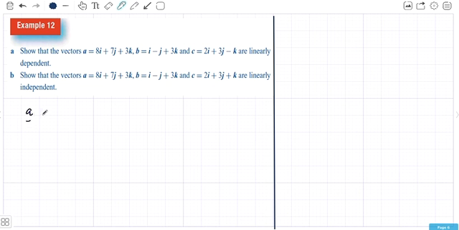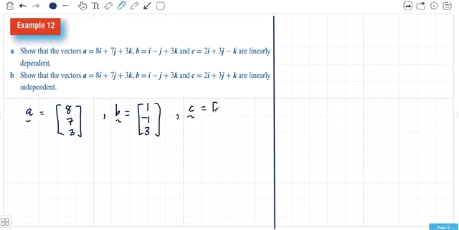Now I'm just going to write down the vectors that we have. So A, which is 8i, 7j, 3k. I'm just writing them in column form, just so you can remember how we did this previously. B: i is 1, j is -1, and k is 3. And for C, the coefficient of i is 2, the coefficient of j is 3, and k is -1.